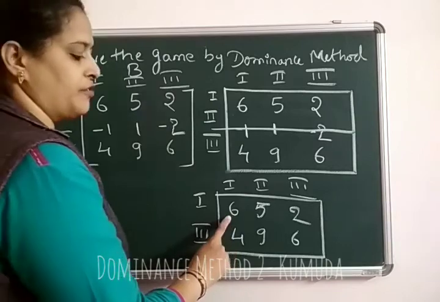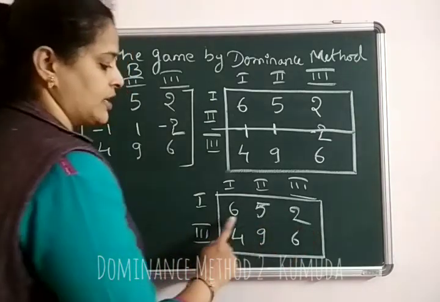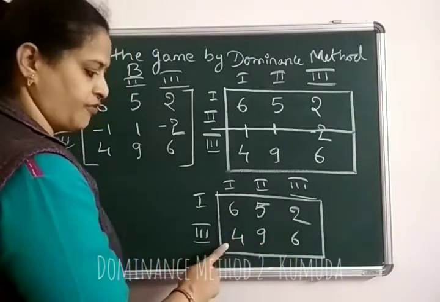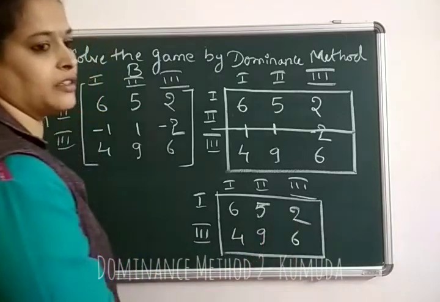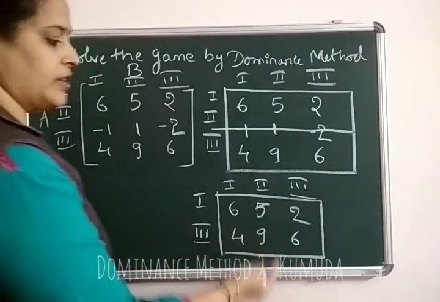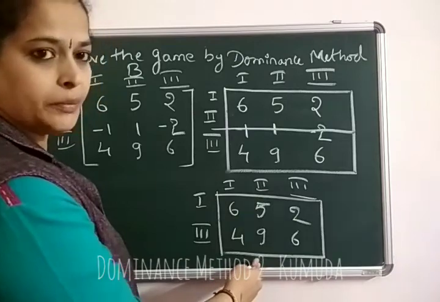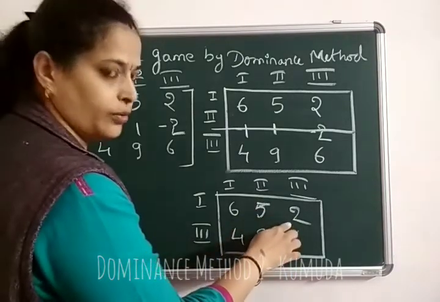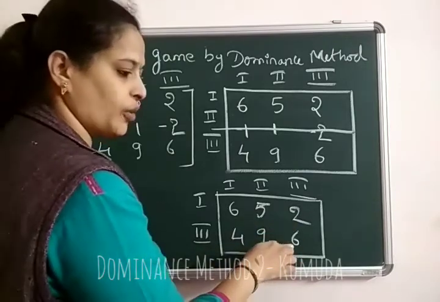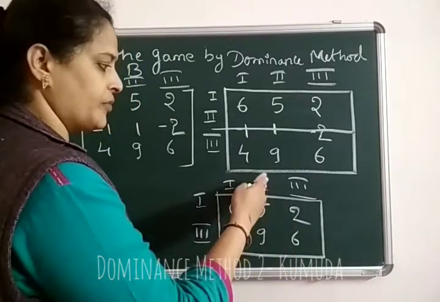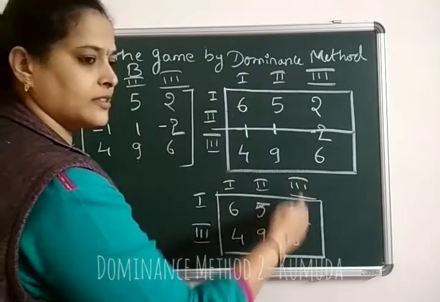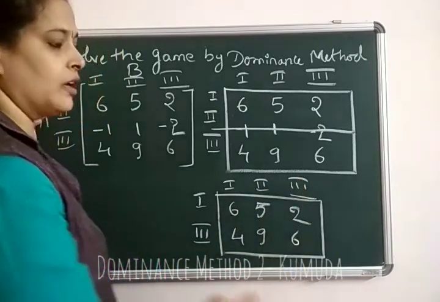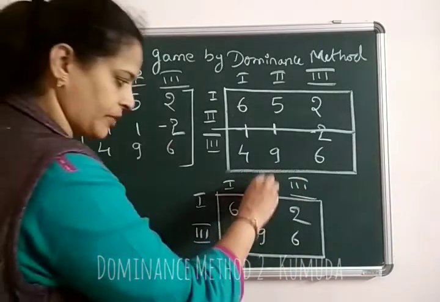So now we compare the first column with the last one. 6 is more than 2, correct, but 4 is not more than 6. So again, the dominance cannot happen. Now we consider the second column, compare the second column with the third column. Now we can see 5 is more than 2, correct, and 9 is also more than 6. So clearly the second column dominates the third column, but according to the column dominance, the highest column gets cancelled.